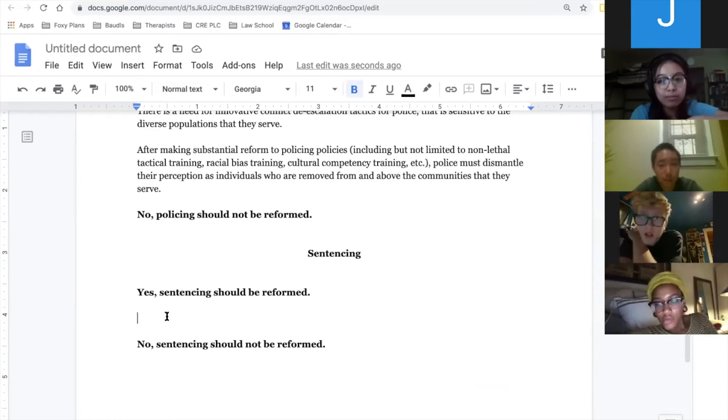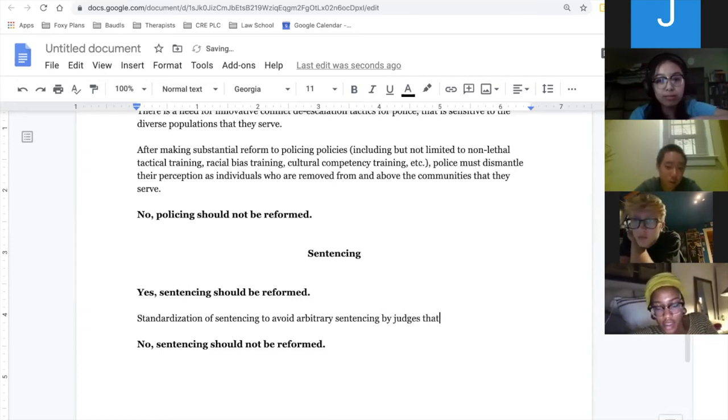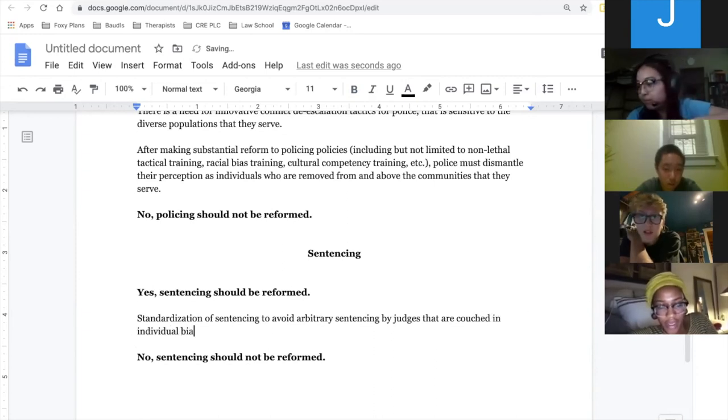One thing is making judges' sentencing less arbitrary, because there are examples of people being sentenced for the same crimes by the same judge around the same time, and they have totally different sentences. So more clearly enforcing, yeah, there we go, standardizing the sentencing procedure, I guess. Avoid arbitrary sentencing by judges that are couched in individual bias.